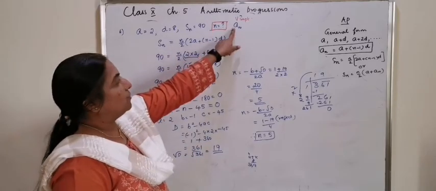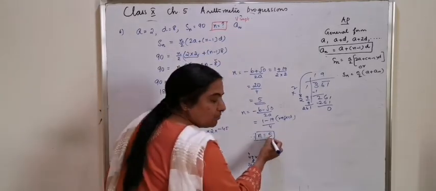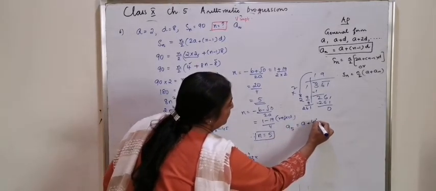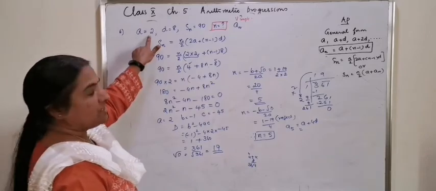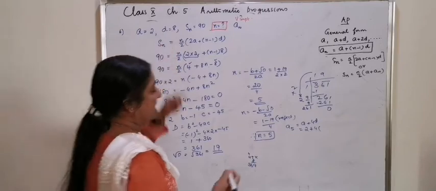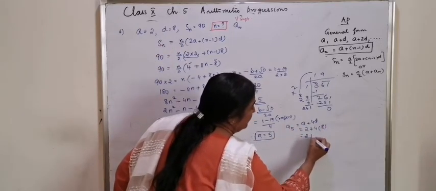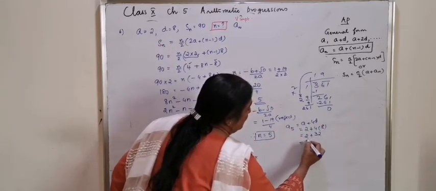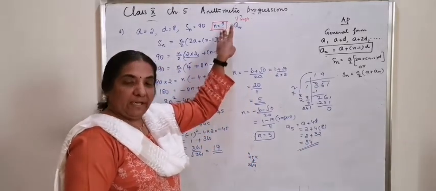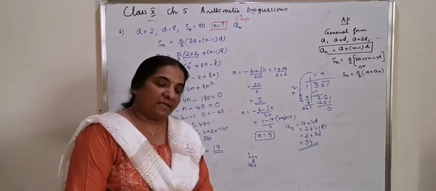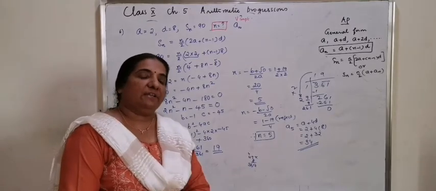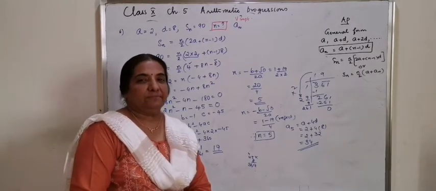Now you are supposed to find out what is an. Since you got the value of n as 5, a5 is equal to a plus 4d, which is equal to the value of a, 2, plus 4 into the value of d, 8. It is 2 plus 8 4s are 32, or it is 34. So to find the value of n, you may have to apply a quadratic equation. Learn this particular question very well. It's a very important 3-mark question.